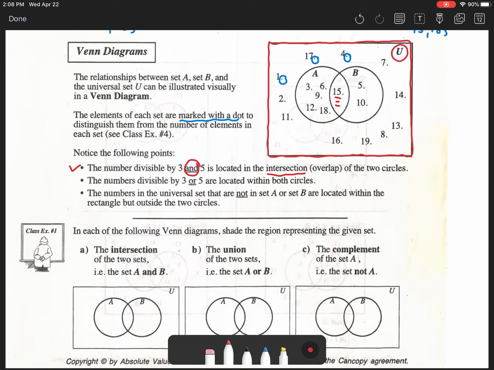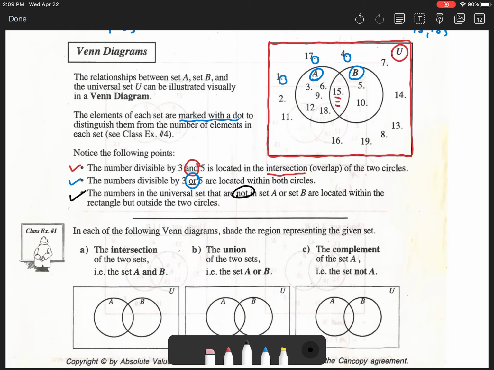That's usually the key piece of information when we're discussing Venn diagrams. We want that middle piece of the diagram, and then usually with the problem solving questions, it's easier to figure out the other parts of the diagram from that piece. The second one is the numbers divisible by 3 or 5, which are located within both circles. So anything inside of A or B will be included in "or" because it belongs to one group or the other or both. So anything inside circles A, B, in this case, set A, set B, is considered "or."